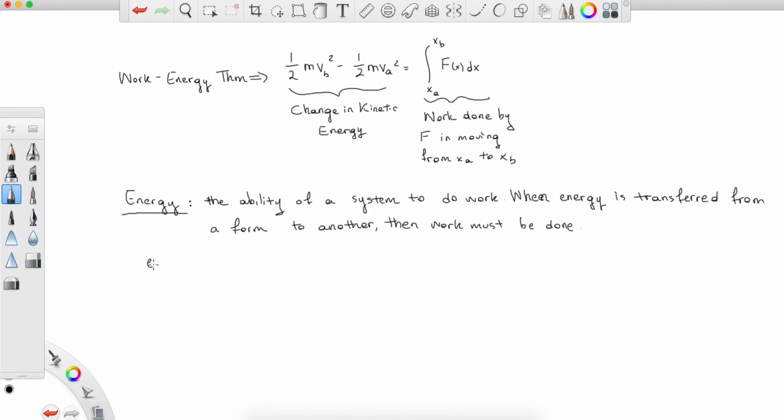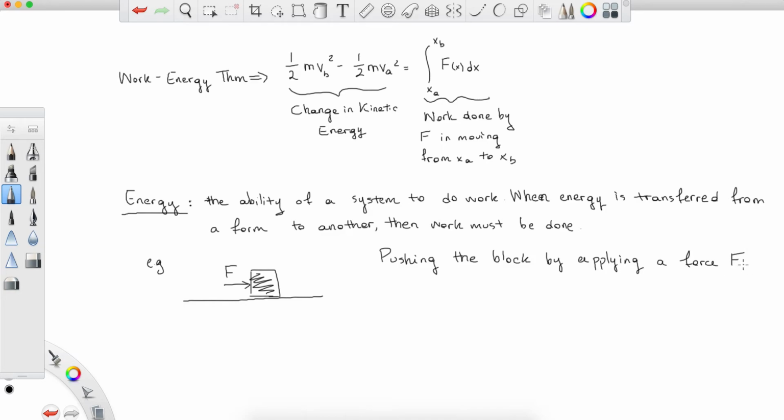So for example, you have a block on a flat surface, and you're just pushing it with a force F. What you're doing here is, when you're pushing the block, you're transferring energy by having contact with the block and applying a force F. And because you apply this force, you're doing work on the system.